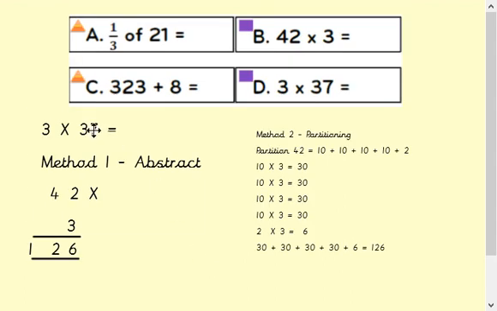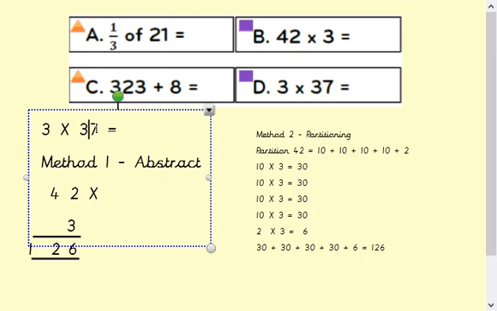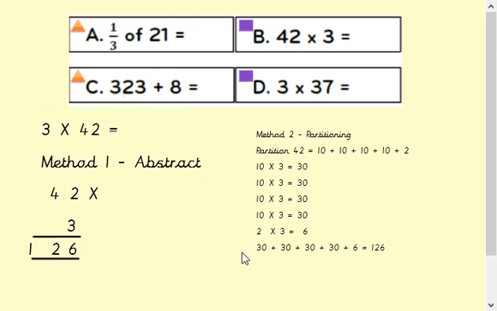Our final question this morning, and you'll have to excuse me because I've got the wrong number up there, would be 3 times 42 or 42 times 3. Remember, it's commutative. Again, similar to just now, abstract method, lots of you will be using. So 3 2s are 6 and 3 4s are 12.